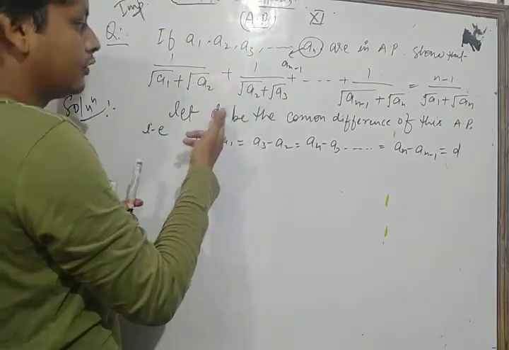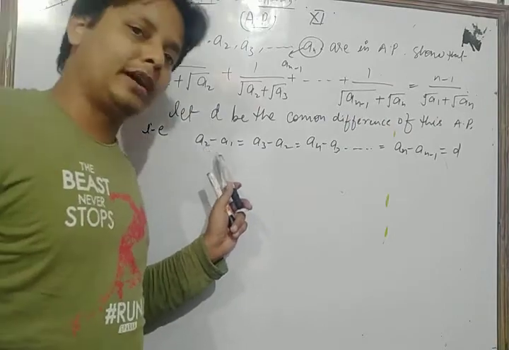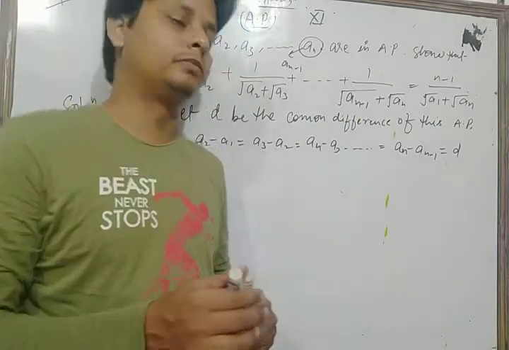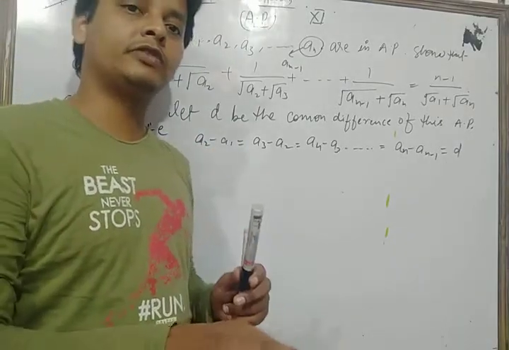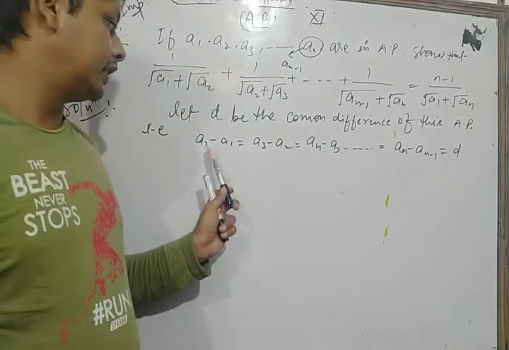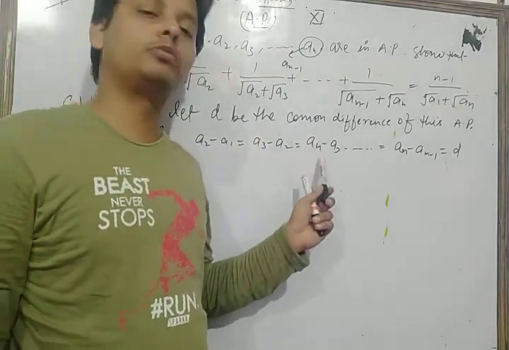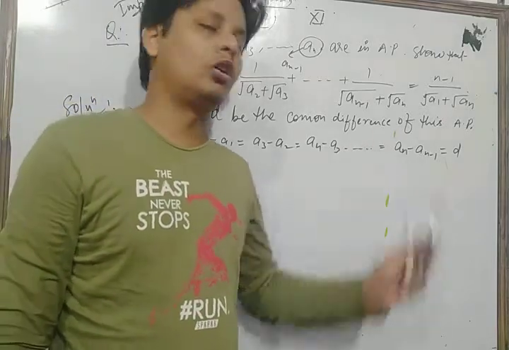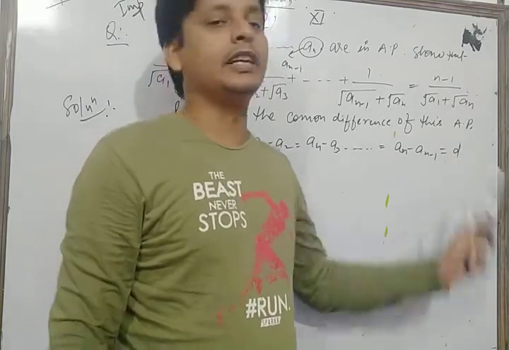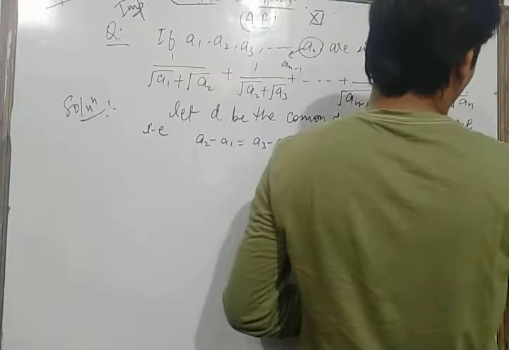So in this way, first of all, we take D as the common difference of this AP. Then, dear students, a2 minus a1 is equal to a3 minus a2, meaning a term and its previous term have the same difference, and that constant is known as the common difference. So a2 minus a1 is equal to a3 minus a2 is equal to a4 minus a3 and so on, an minus an minus 1 is equal to D. Here D is their common difference. Now we take equation number 1.